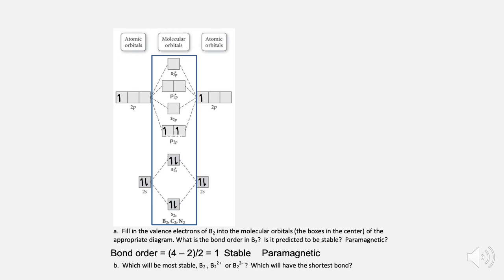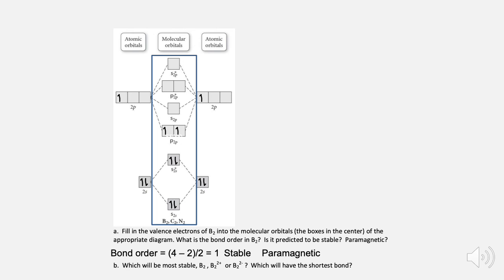For this particular molecule, we have 4 electrons in bonding orbitals, 2 in the sigma 2s bonding orbital, and 1 in each of the pi 2p bonding orbitals. And then we've got 2 electrons in that sigma 2s antibonding orbital. So our overall bond order is 1. A non-zero bond order is considered to be stable. So in this case, our bond order is 1. So it is a stable molecule.